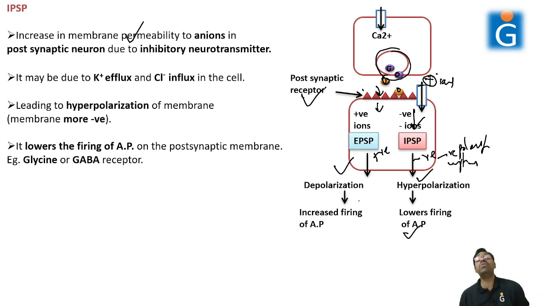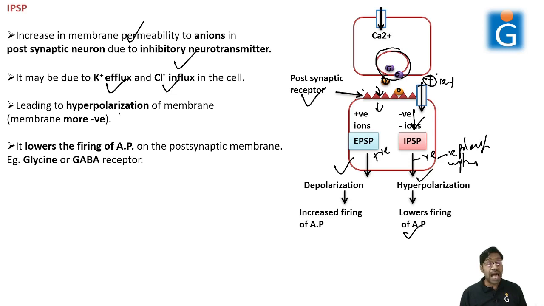This is what we are going to study. In this, there is a presence of an inhibitory neurotransmitter and there is an efflux of potassium, which is constantly taking place irrespective of the type of neurotransmitter. Potassium efflux through the potassium leaky channels is going to occur, and there is an influx or inward movement of chloride ions, which is going to take place.